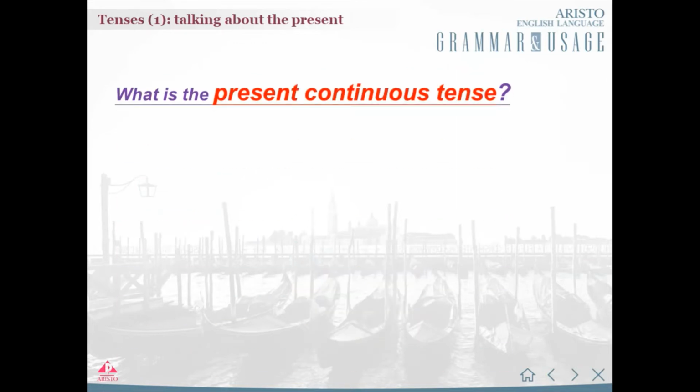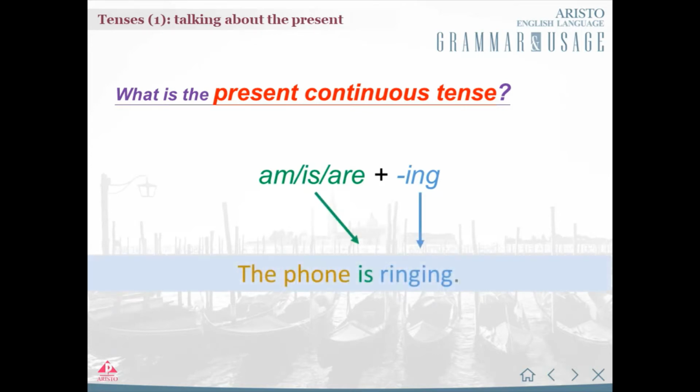Now that we have covered the present simple tense, let's look at the present continuous tense. We form the present continuous tense by combining the correct form of the verb to be and the ing form of a verb. For example, the phone is ringing.